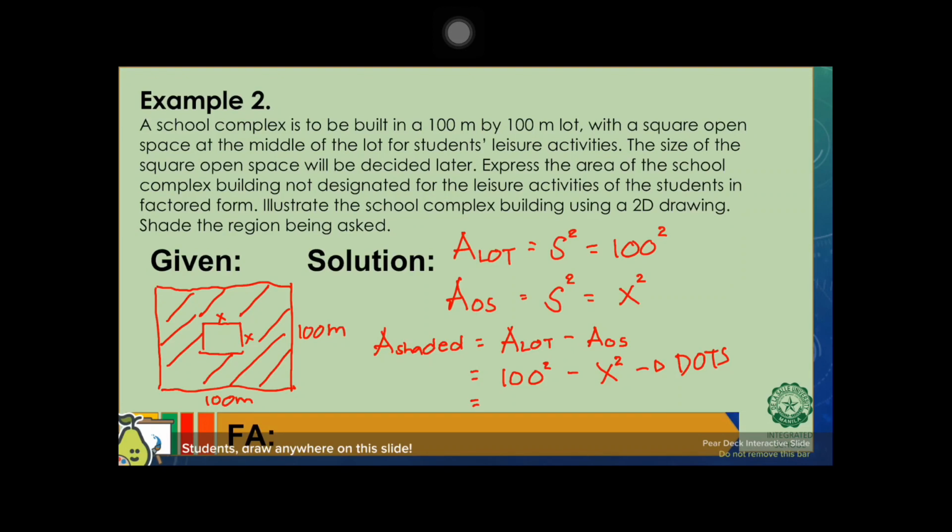So for the area of the shaded region, you can start with two pairs of parentheses to represent your two binomial factors. One is a sum, one is a difference, and then simply get the square root of the first term and the second term of your difference of squares. The square root of 100 squared will be 100 on both sides. Square root of x squared will be x. And then for our final answer, we have the area of the shaded region will be equal to quantity 100 plus x multiplied by quantity 100 minus x meters squared.